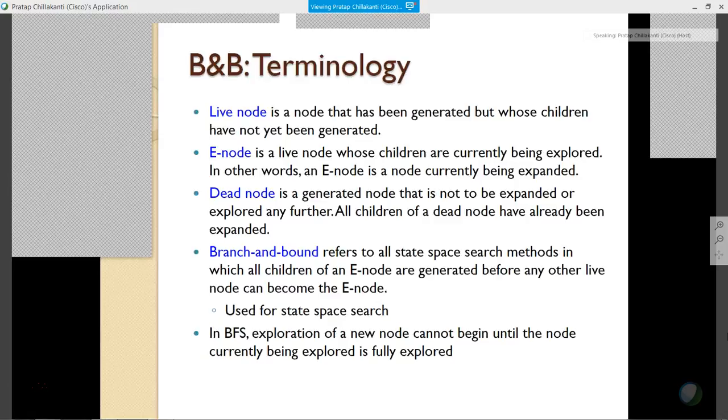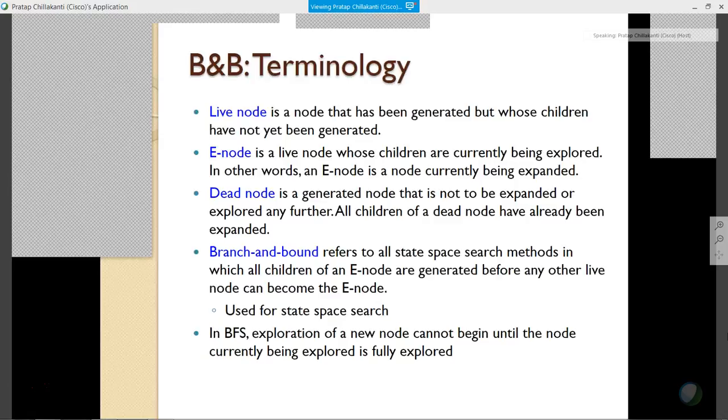Now remember the code that I gave you. In the code, you had this concept of, what is a live node? A live node is a node that has been generated, but whose children have not yet been generated. An E node is a node whose children are currently being explored. Remember, you build one level, go to the next level, and so on.